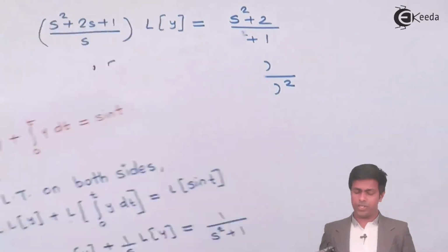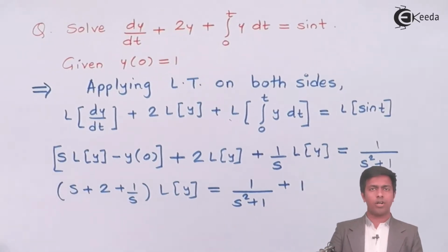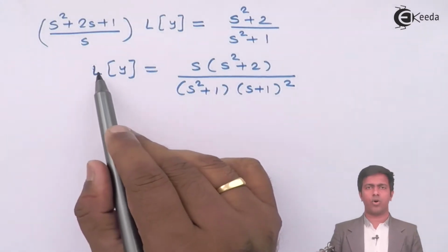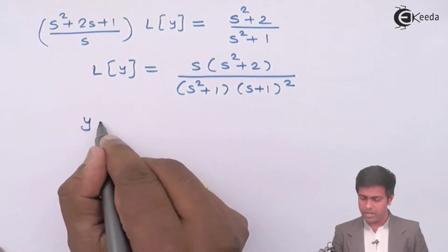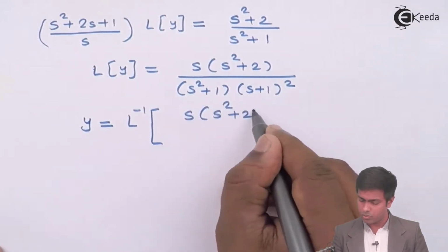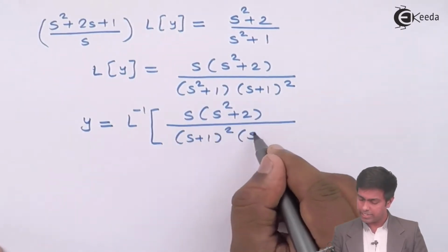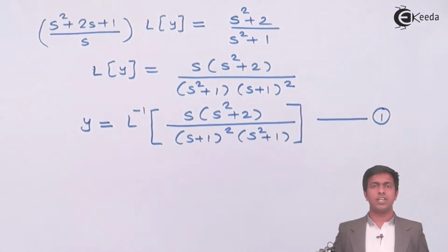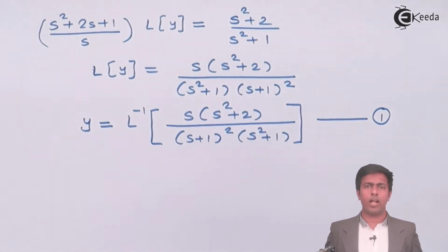Now the question is, we have to solve this differential equation. It means we have to find out the value of y and not of the Laplace of y. So to get the value of y, I have to shift this Laplace or L on the right hand side, which will become L inverse on the right hand side. It means y is Laplace inverse of s(s²+2) upon (s+1)²(s²+1), and I'll call this equation number 1. So now we have to find out the inverse Laplace transform of this function of s to get the value of y.